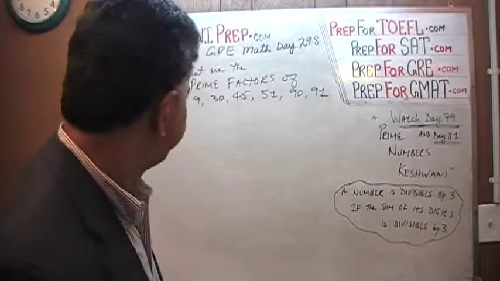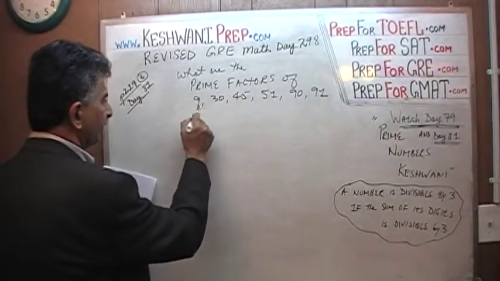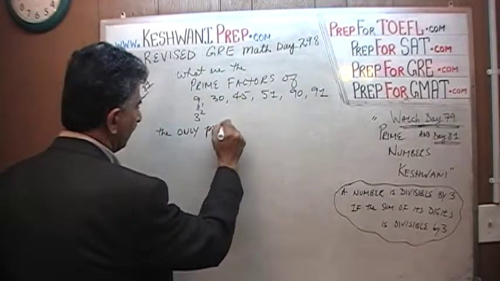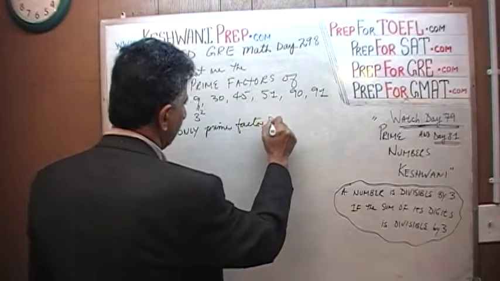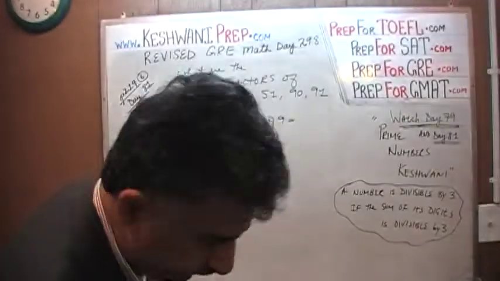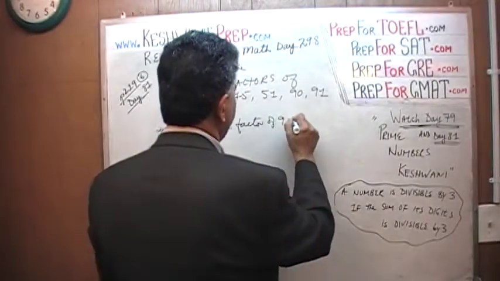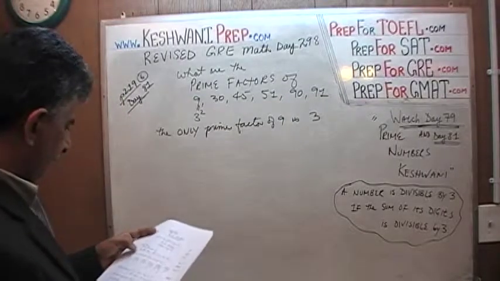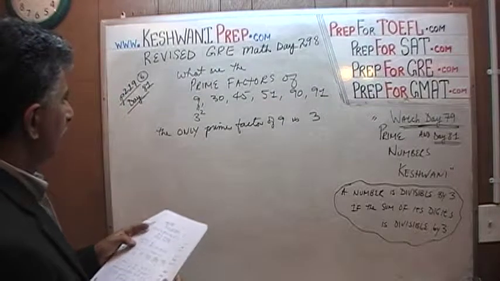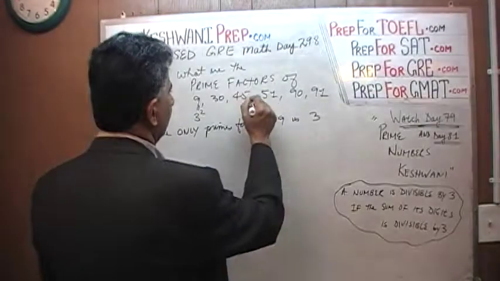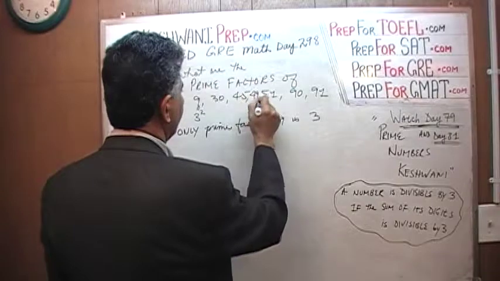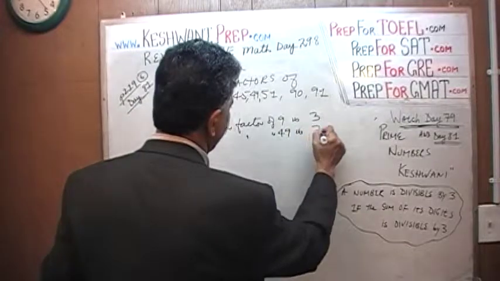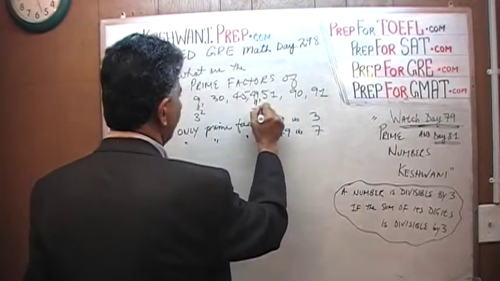Let's begin with 9. 9 is very straightforward. 9 is a perfect square. Therefore, the only prime factor of 9 is 3. Similarly, do we have any other perfect square here? Oh, I left out 49 here, didn't I? Let's take 49 in here. Similarly, the only prime factor of 49 is 7, because 49 is going to be 7 squared.